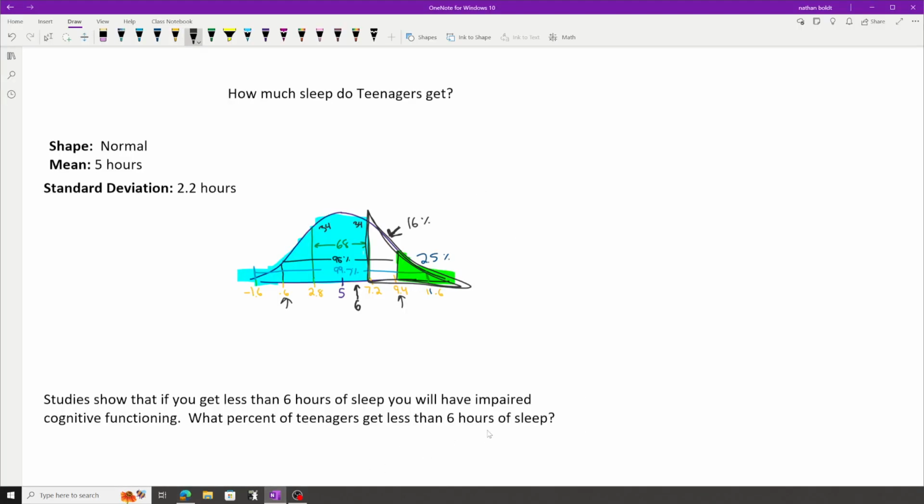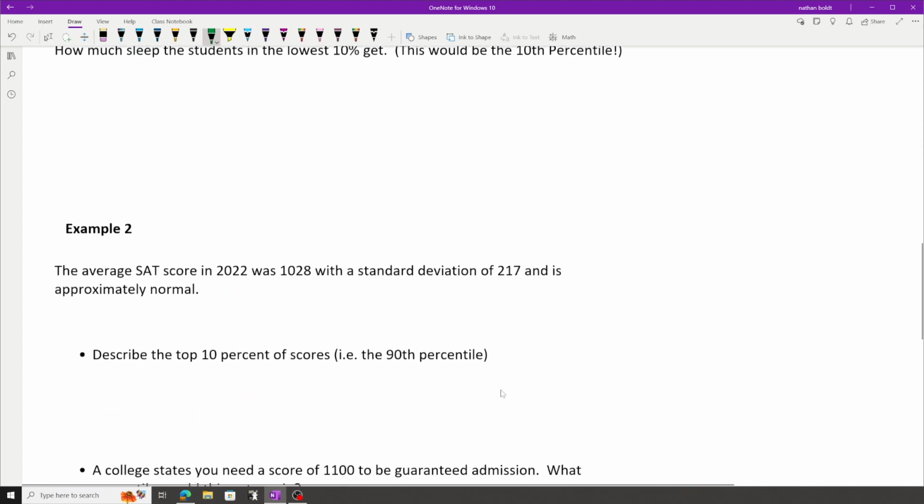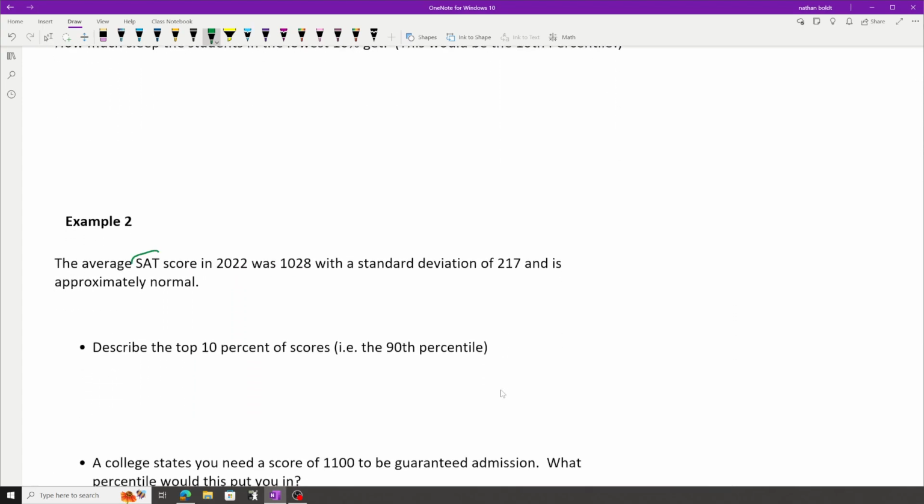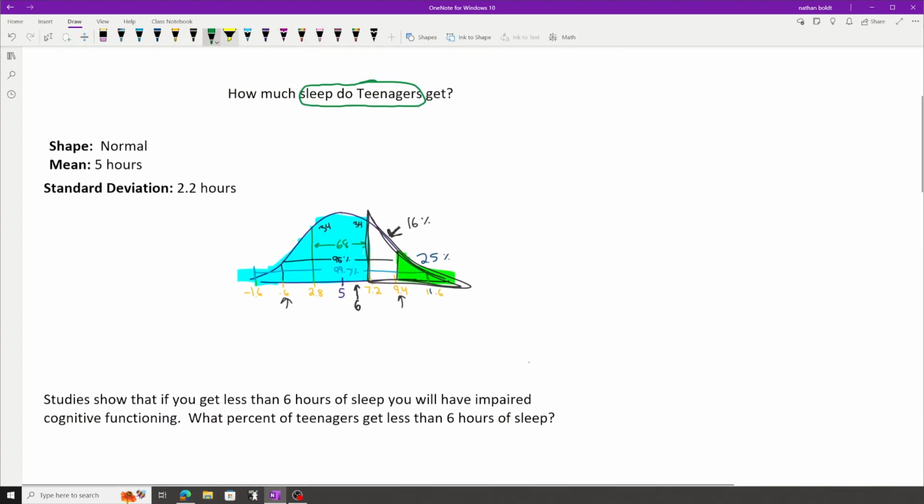But there's another problem. That worksheet doesn't know anything about sleep and teenagers, right? It doesn't, and later on, it doesn't know anything about our second example, SAT scores. So I can't look up the 6 on that chart because that chart doesn't know anything about sleep. And so what we have to do is standardize this scale. All right, we have to have a standardized scale.